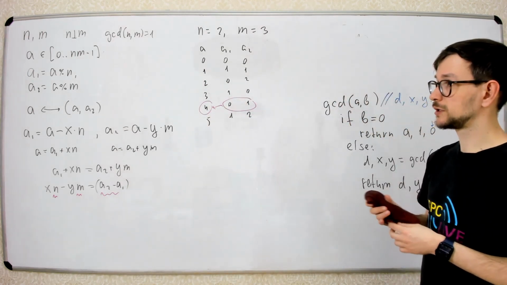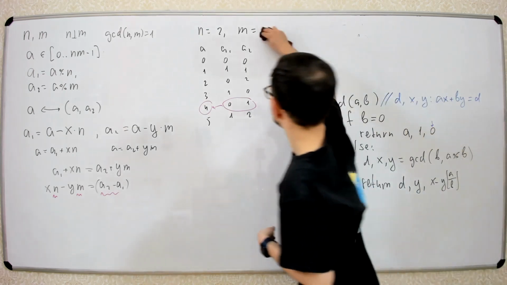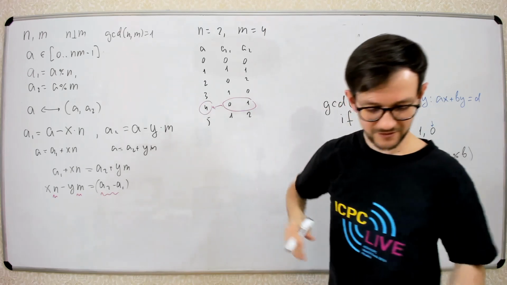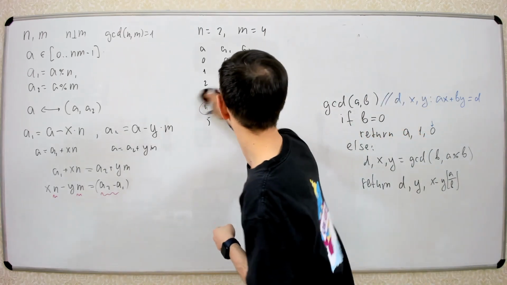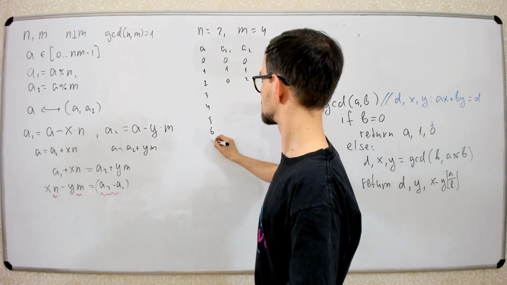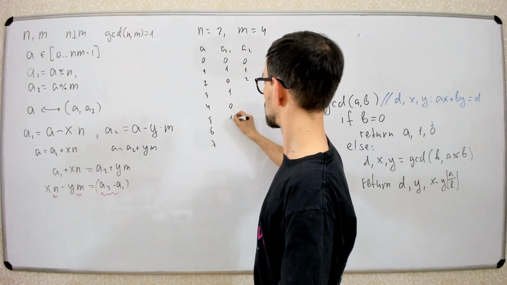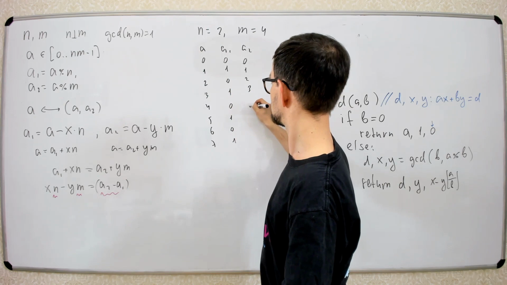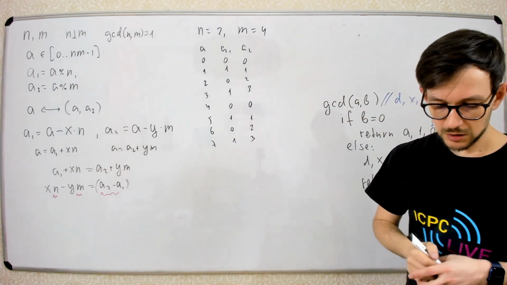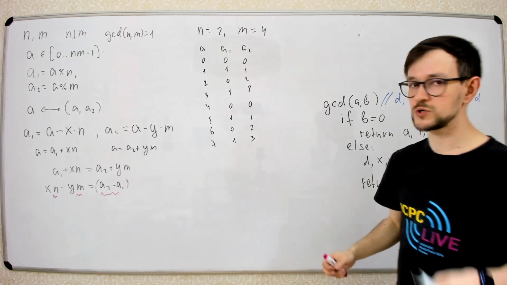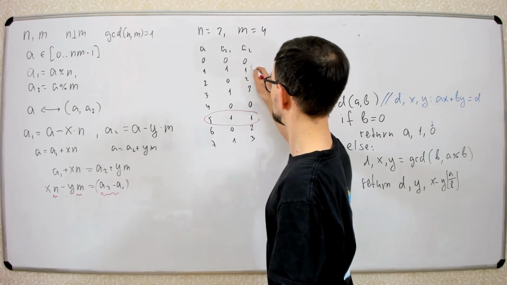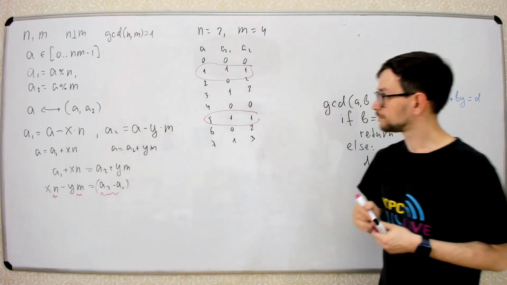And the solution will not be unique. For example, let's do it. If we have 2 and 4, we have multiple numbers which give the same pair of remainders. For example, here we have 1 and 1, and here we have 1 and 1.